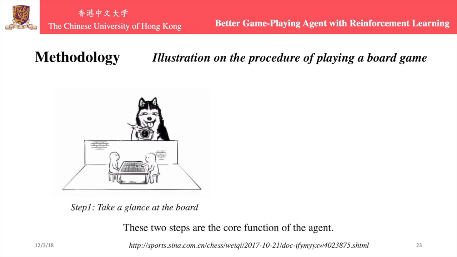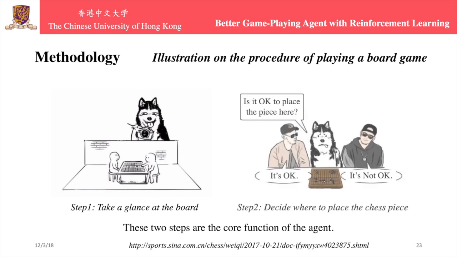To relax, the basic illustration of the procedure of playing a board game is to take a glance at the board and then decide where to place the chess piece. This is very natural for human beings. Actually, when we train the machine, we also follow the same process.